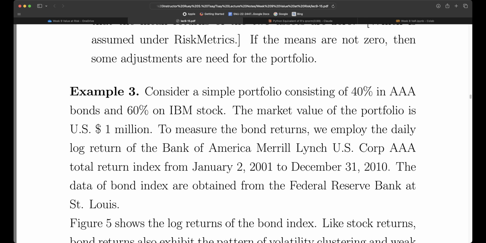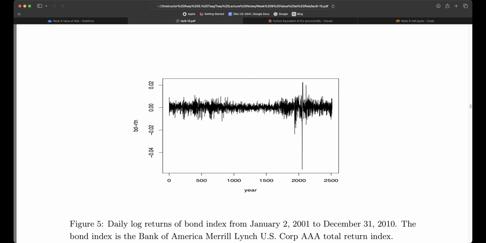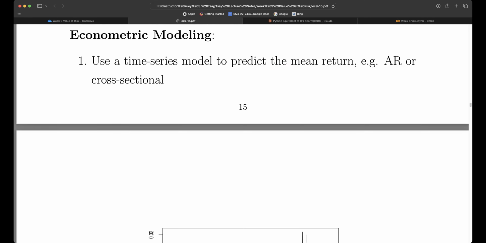Okay, where is Figure 5? Here. Figure 5. It is the bond return. Clearly, there is volatility clustering. Okay. So, for bond return, now the volatility is, if we assume IGARCH, the weight is now almost 96%.